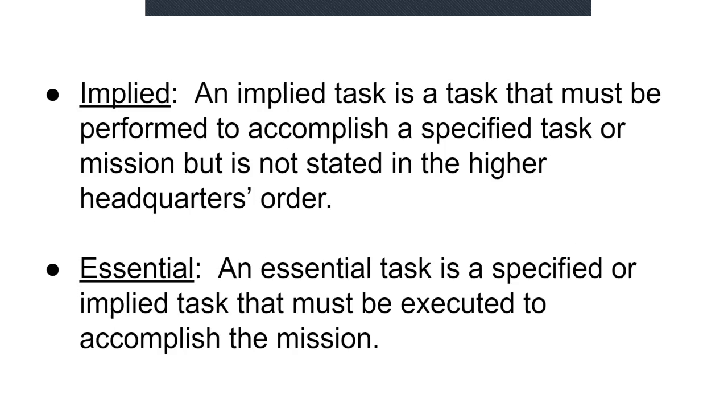9, difference between implied and essential tasks. An implied task is a task that must be performed to accomplish a specified task or mission, but is not stated in the higher headquarters order. An essential task is a specified or implied task that must be executed in order to accomplish the mission. So implied, something not clearly stated, but you need to in order to perform the task. And again, essential is something that must be done in order to accomplish the mission.